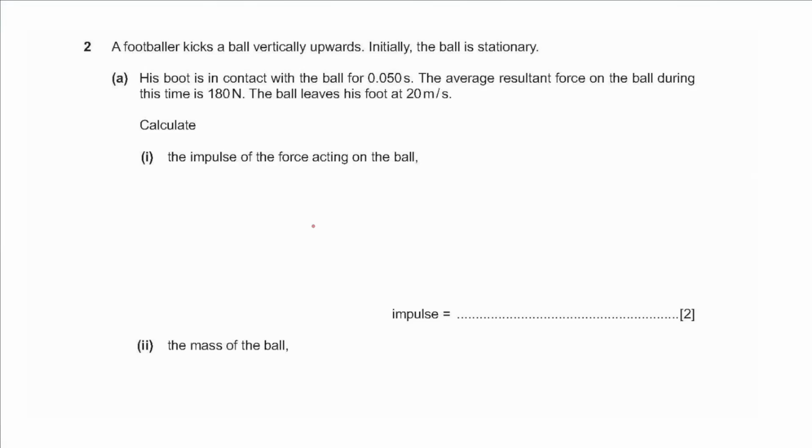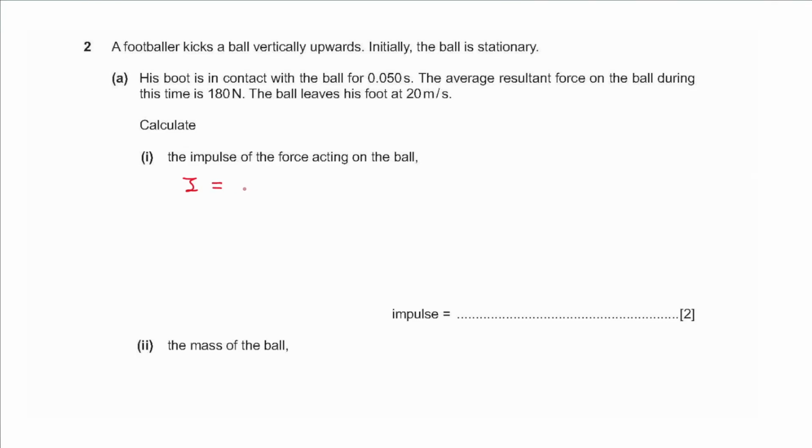Question 2 says a footballer kicks a ball vertically upwards. Initially the ball is stationary. His boot is in contact with the ball for 0.050 seconds and the average resultant force on the ball during this time is 180 newtons. The ball leaves his foot at 20 meters per second. Calculate first the impulse of the force acting on the ball.